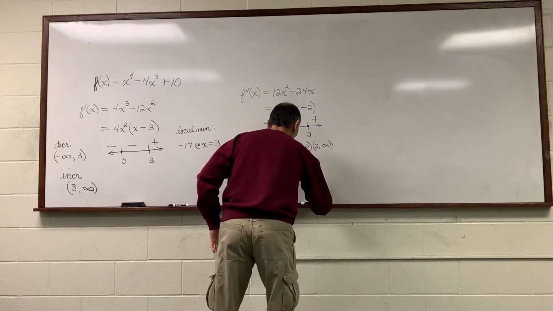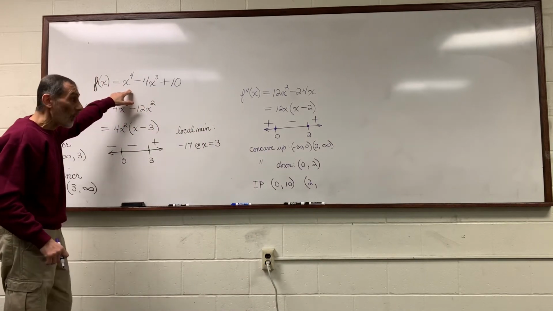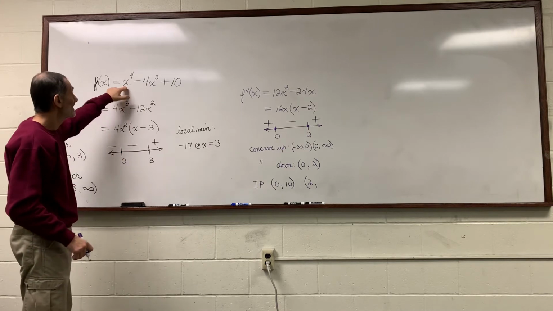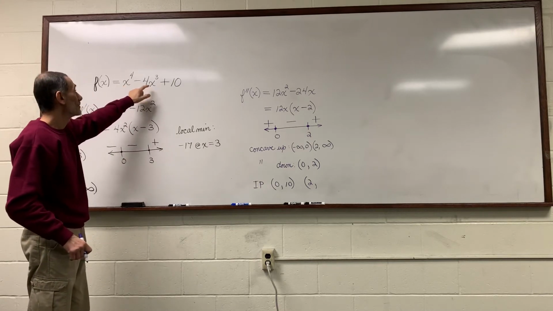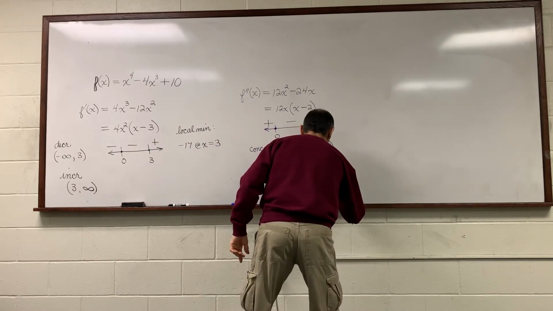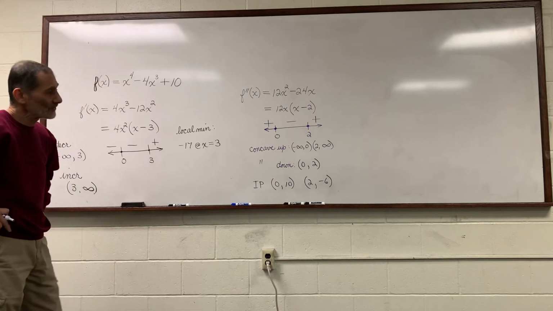When x is 2, we go back to the function. We're finding y. We're not finding a derivative here. We're finding the actual point on the graph. 16 minus 32, negative 16 plus 10 is negative 6. So those are our 2 points of inflection.